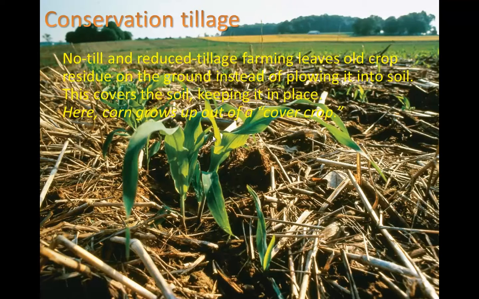Conservation tillage is where you do no-till or reduced tillage farming, which leaves old crop residue on the ground instead of plowing it into the soil. And so this covers the soil, keeping it in place. And here corn can grow up out of a cover crop. So basically, rather than tilling the land, which would be using a tiller attached to a tractor, which basically flips over the top of the soil so that all this stuff you see here would get buried, rather than doing that, we let it sit on top. And since it's sitting on top, it's covering the soil, which is helping to keep it in place. And this is actually now used in half of U.S. agriculture, whereas in that Dust Bowl era, we pretty much did tilling.